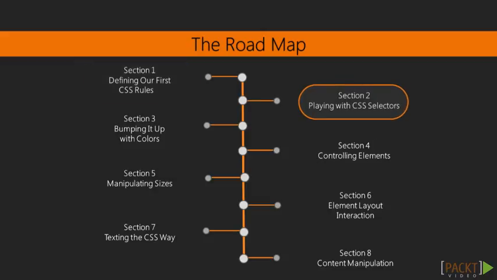Right away on our second section, we're going to start playing with CSS selectors, and we're going to understand how we could basically define different elements and how we could tell them to change the way they look. On the third section, we're going to start throwing color into everything, and we're going to make sure that everything is colored beautifully. And in the fourth section, we're going to start controlling our elements, making sure that we could see all the different ways we could tell different items on the screen that we want them to look in a certain way.